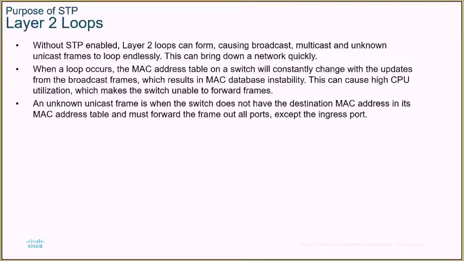Okay, without STP enabled, Layer 2 loops can form, causing broadcast, multicast, and unknown unicast frames to loop endlessly. This can bring down a network quickly. When a loop occurs, the MAC address table on a switch will constantly change with the updates from the broadcast frames, which results in MAC database instability. This can cause high CPU utilization, which makes the switch unable to forward frames. An unknown unicast frame is when the switch does not have the destination MAC address in its MAC address table, so it must forward the frame out all ports except the ingress port. So that's the flooding, basically.